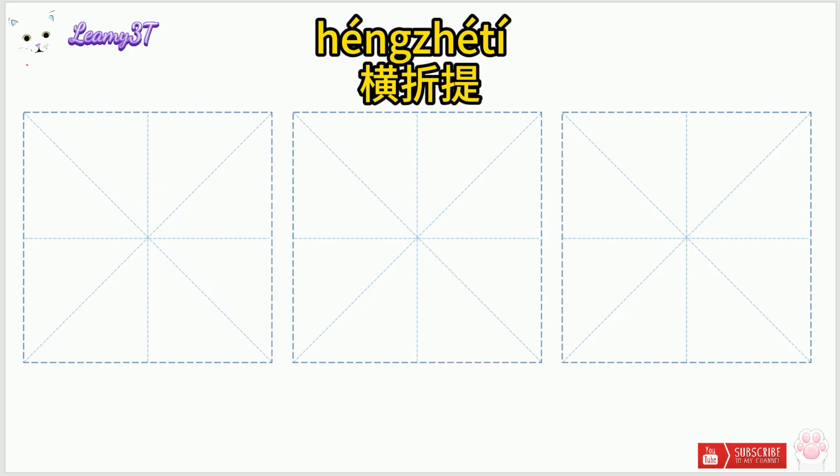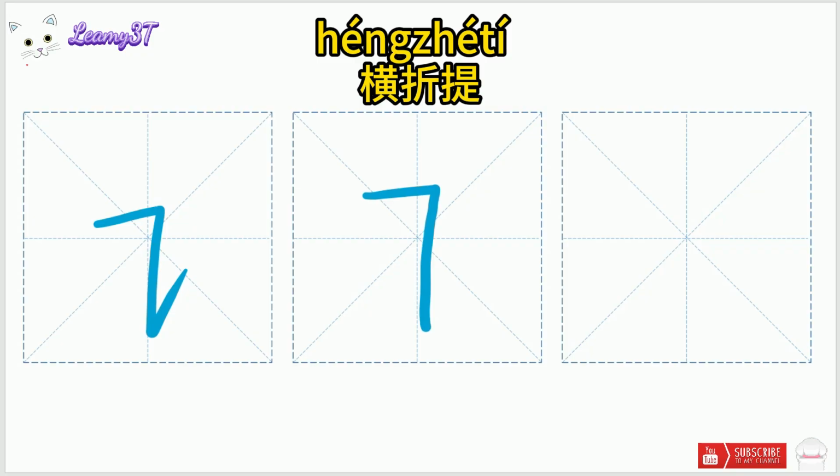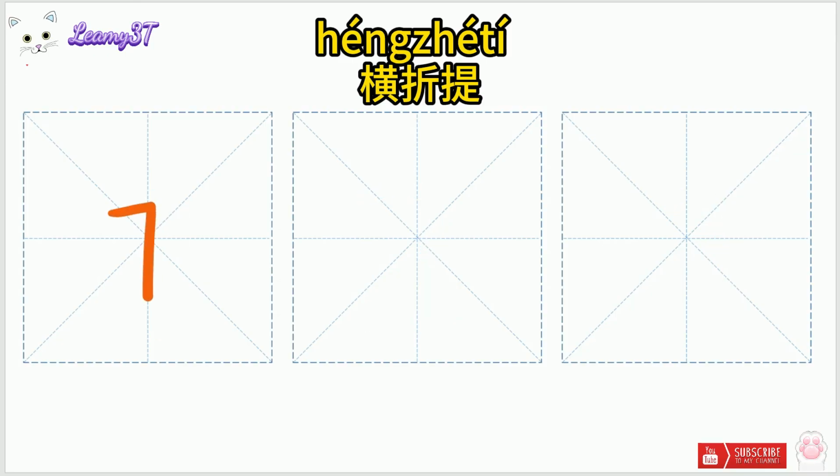Please say héngzhétí. One more time. Make the heng level. héngzhétí. Again. héngzhétí. Good job. One more time. Now make the shu shorter. héngzhétí. héngzhétí. Again. héngzhétí. Very good.